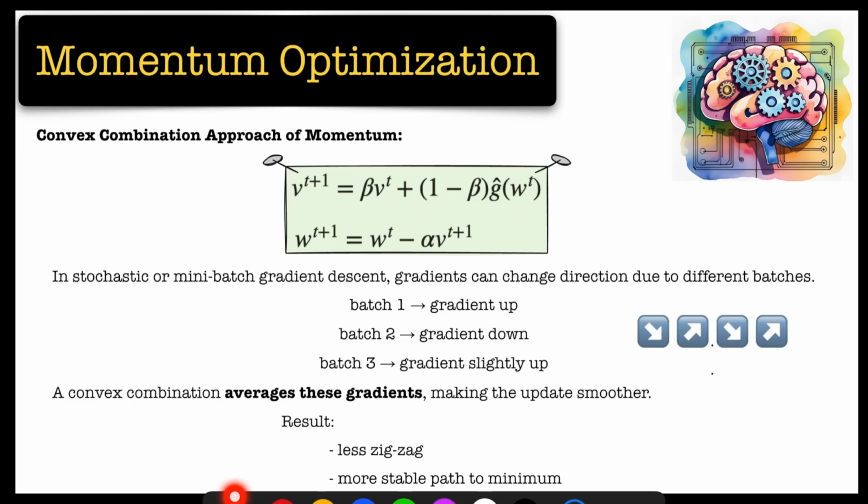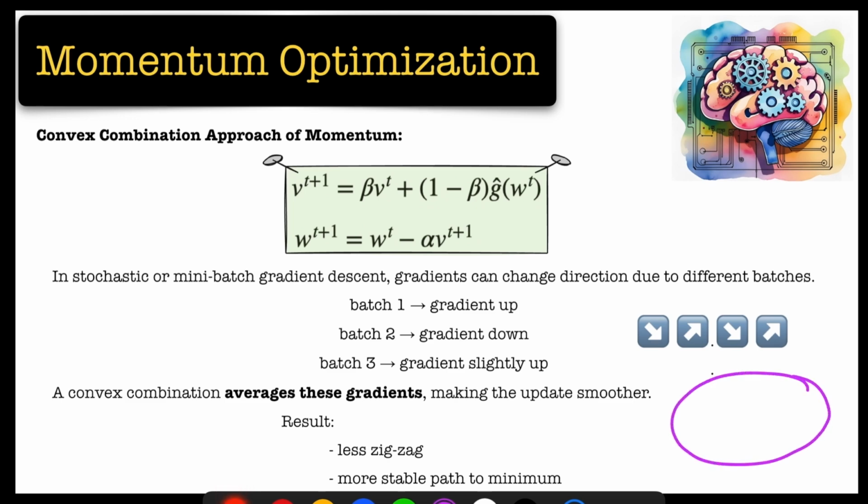Now in stochastic or mini batch gradient descent, gradients can change direction due to different batches. In batch gradient descent, we consider the whole data set at a time, but in stochastic or mini batch gradient descent, we have multiple batches. Batch 1 might have a gradient going up, batch 2 a gradient going down, batch 3 a gradient slightly up. So we can have different directions for different batches. If you take a convex combination, it averages these gradients, making the update a little smoother. So the result is a less zigzag update and a more stable path to the minimum.